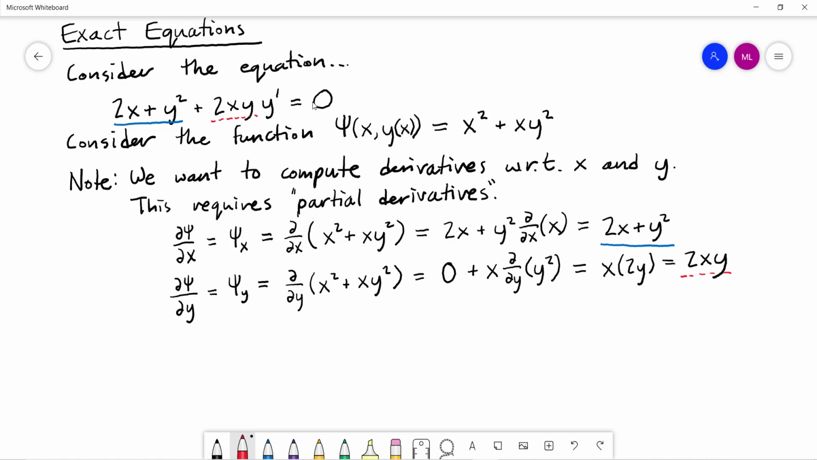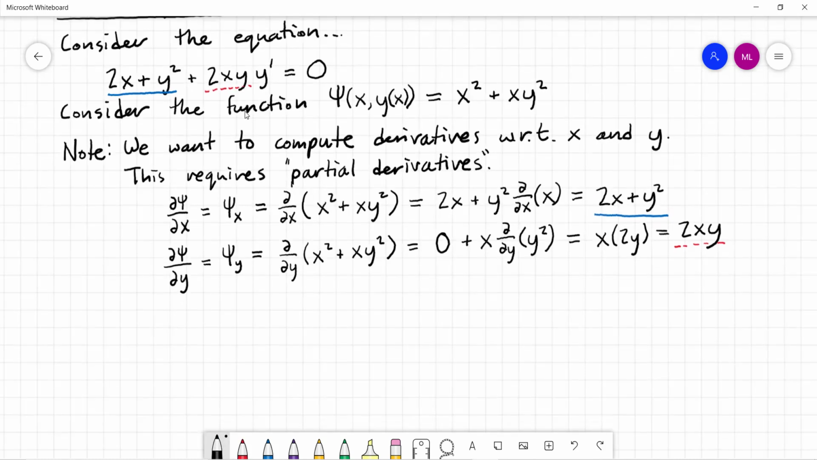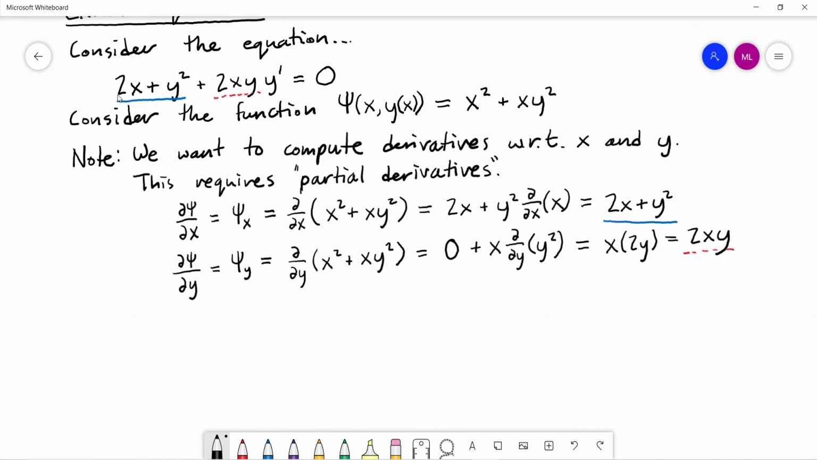Okay, so there should be some hint that this function psi is somehow connected to this, but how so? So what is the connection? Well, notice the original equation is written implicitly, right? There are functions of basically x and y all jumbled up, all mixed together. We have an implicit representation of our function here.